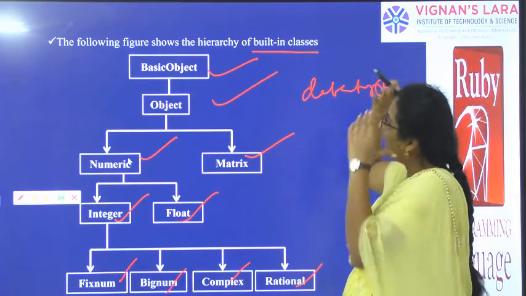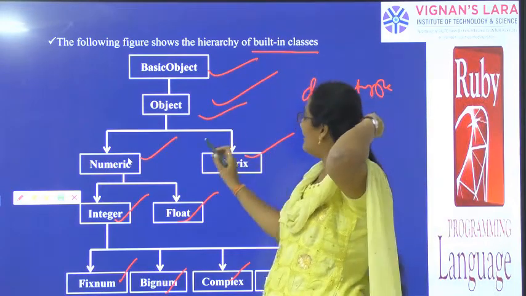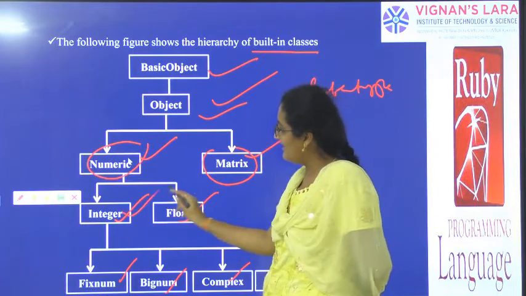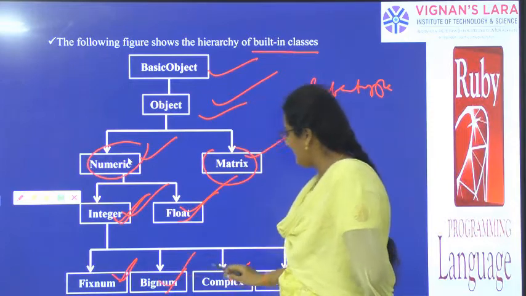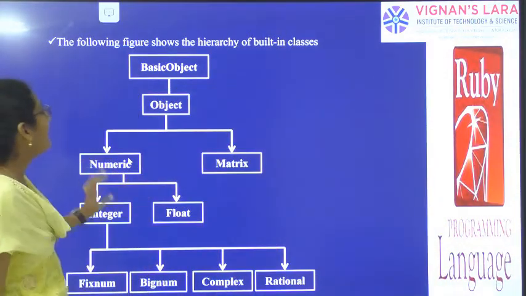How was this hierarchy formed actually? First we have the objects. Those objects we divided into matrices and numerics. These numerics are again divided into integers and floating points. These integers are again divided into fixed number, big number, complex number and rational number. This is all about numeric data type.